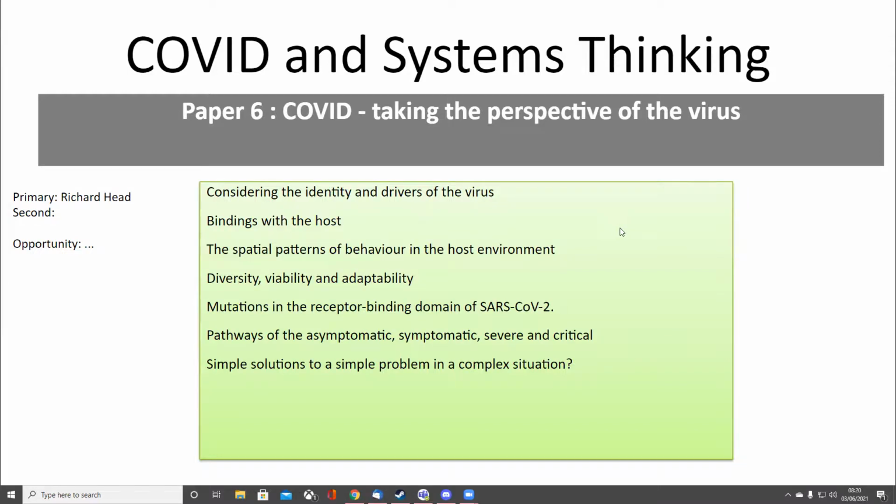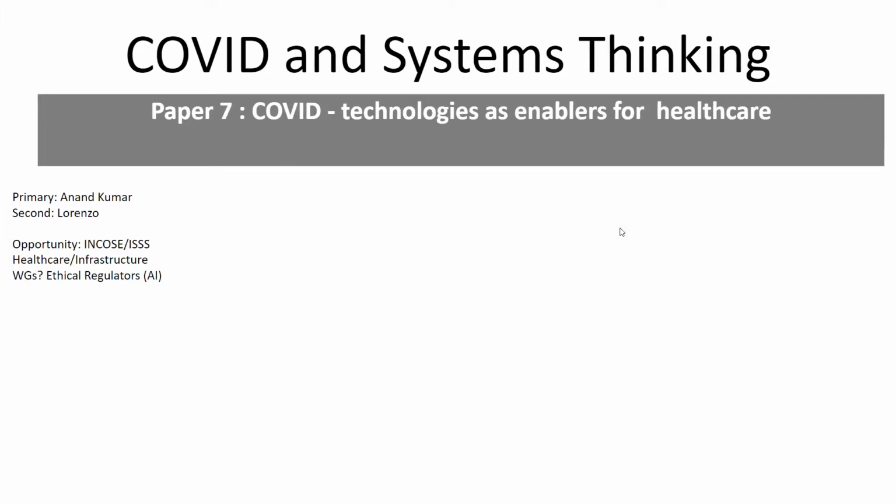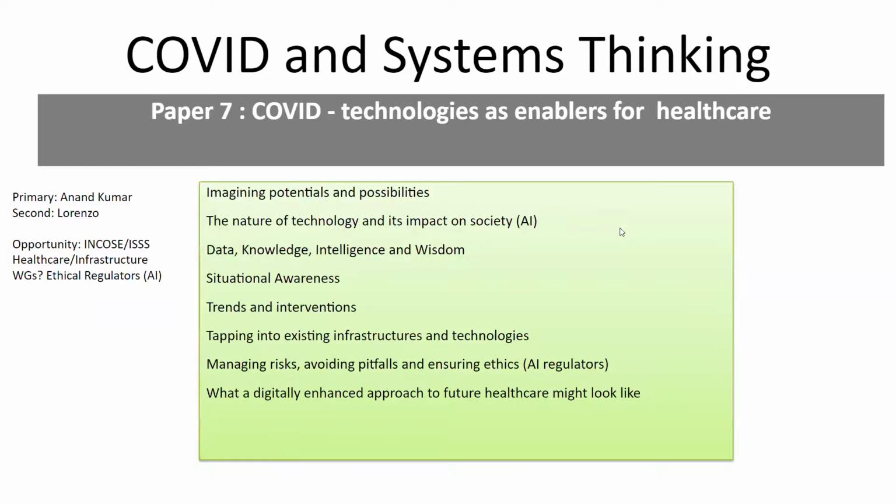Okay, so I'll move on to Anand. So it's interesting how that paper 6 leads on to the wider social systems, and here we're now talking about technologies as essentially an enabler for better healthcare in these kinds of situations. And Anand, how are you getting on with this? Can I share a presentation? Yeah, sure, go ahead.